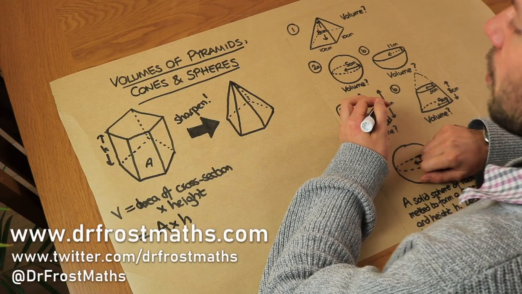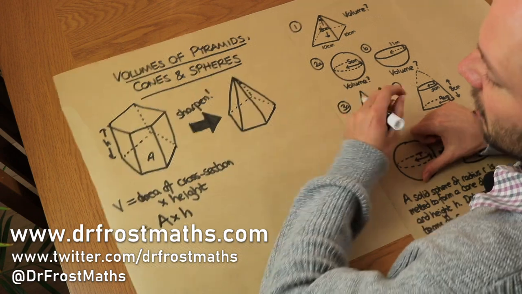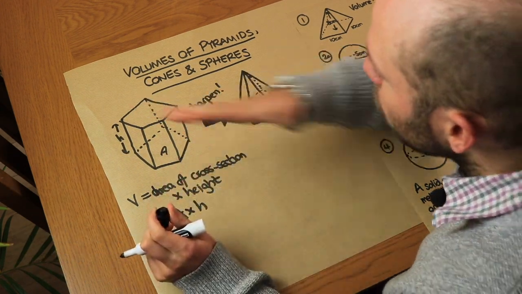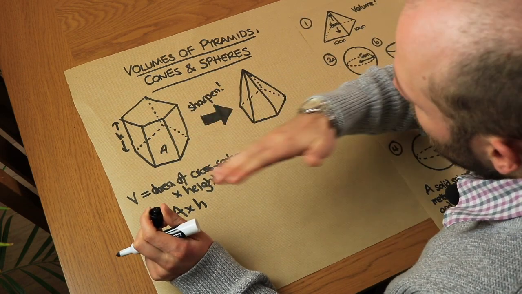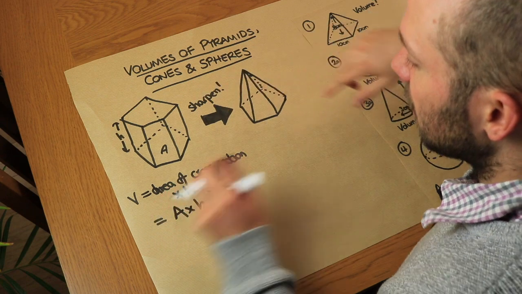Hello and welcome to this video on the volume of pyramids, cones and spheres. Now let's just say you had a prism like this. Remember, a prism is just a 3D shape where wherever you chop it, you would see the same shape, which we call the cross section. So in this case, wherever you chop it, you would see a pentagon.